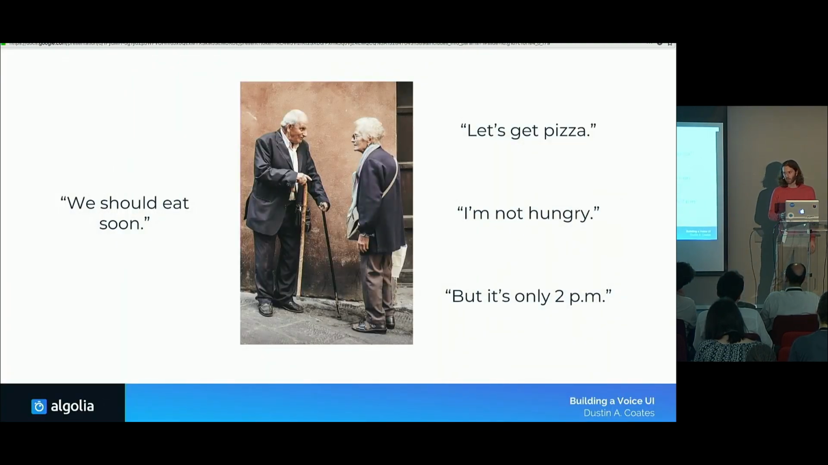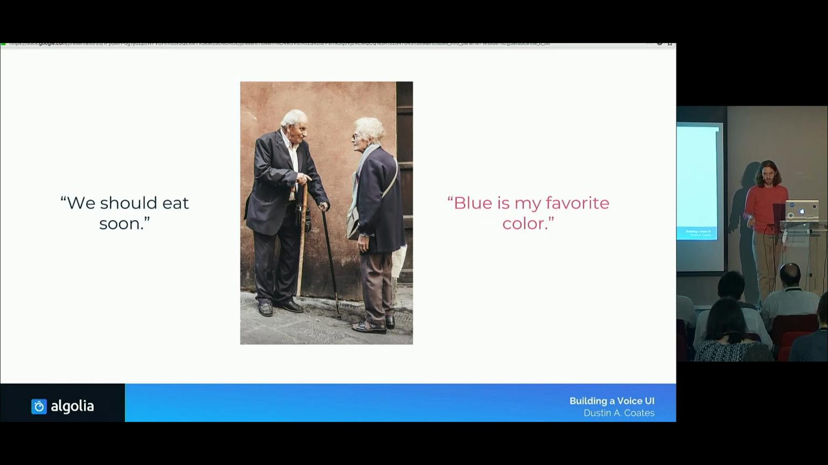More or less, right? As we'll see, conversations actually constrain the people within it. We have this couple here. The man says, "Oh, we should eat soon." It makes sense for his wife to say, "Okay, let's get pizza. I'm not hungry," or "But it's only 2 p.m. Why are we going to eat?" It makes a lot less sense for her to say, "Blue is my favorite color." It doesn't make sense within this context.